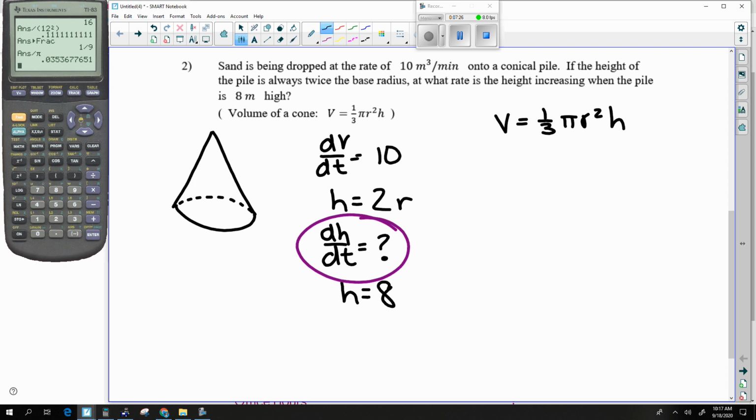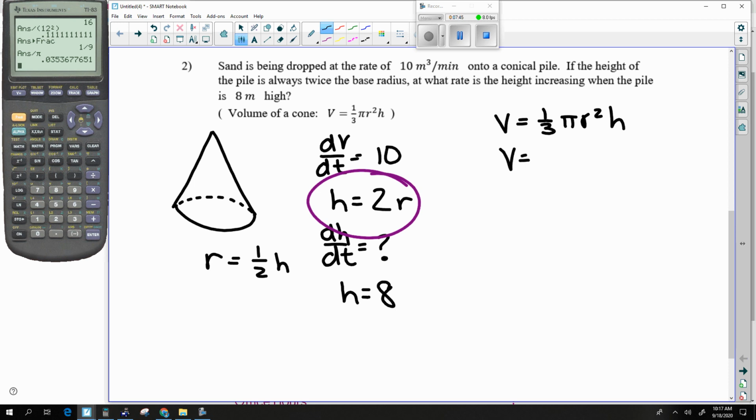So I want to save all the h's and get rid of all r's. And so what I'm saying to you is this. In this equation right here, I have the ability to solve for r. So r is equal to 1/2 h. So what that does for me is this. I can rewrite my main equation with r being 1/2 h.